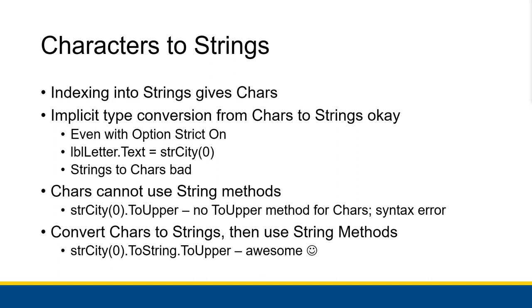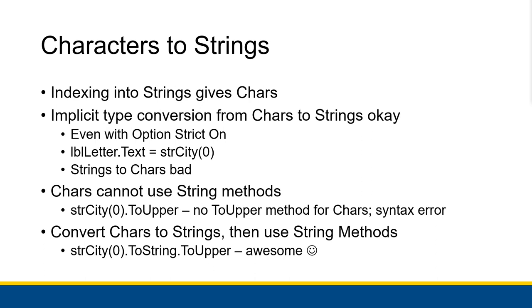So for example, to fix the syntax error above, you could say string city at index 0, and then call that character's ToString method to turn it into a string. And remember, you're creating an entirely new string right here. You're not modifying the character itself.